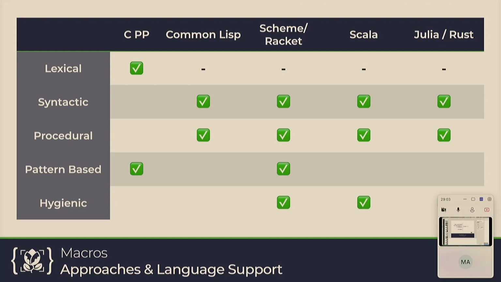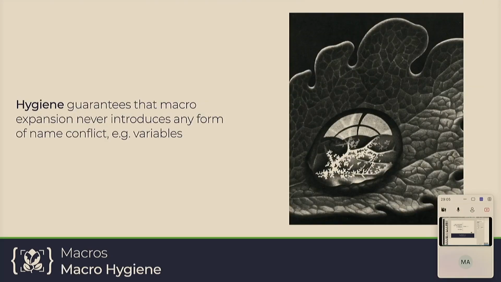So what does it look like? No, first of all, I will tell you what hygiene is. Obviously, when you try to substitute code and process code, you need to have some kind of guarantees. Typically, that the expansion never introduces any form of name conflict, so the variables are not touched by the macro expansion. Otherwise, you may have collisions, and you can break the semantics of the code that you try to modify.